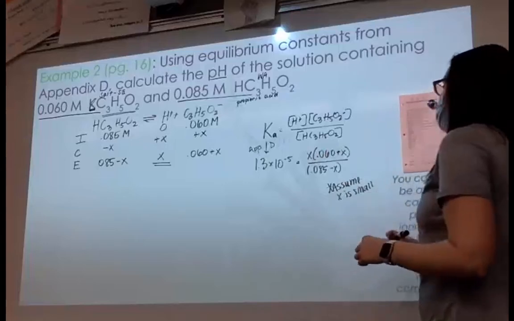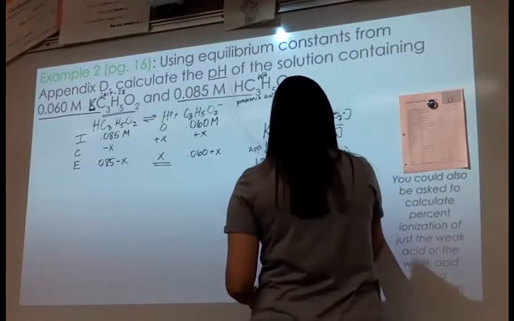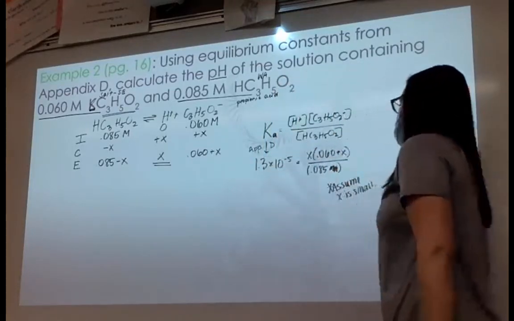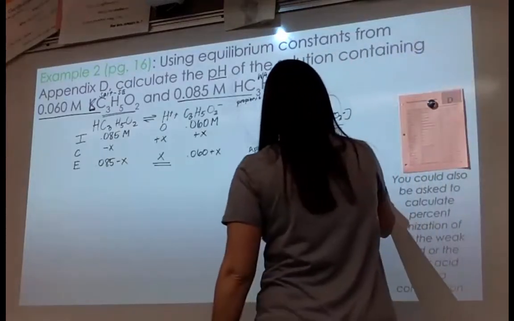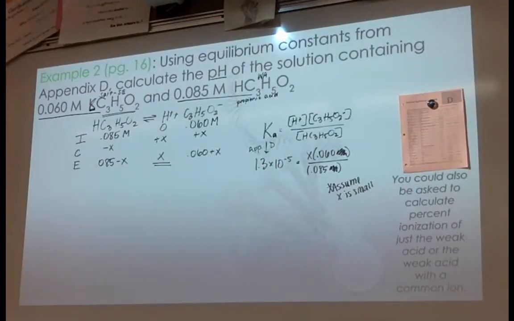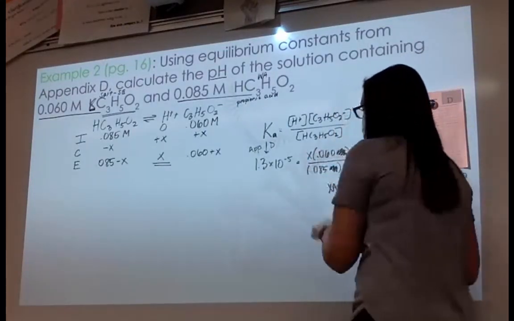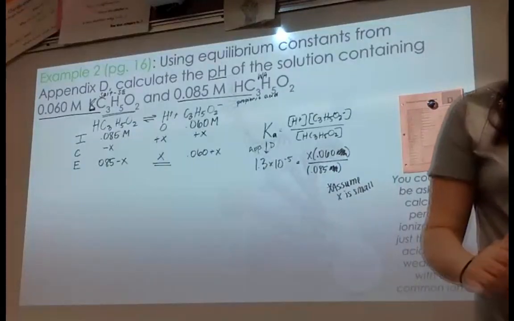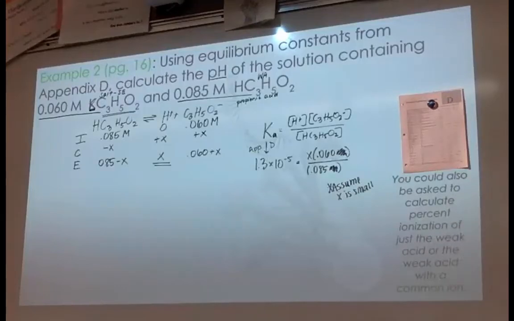Now, when we assume x is small, not only are we assuming that x doesn't affect 0.085, we're also assuming that x does not affect that 0.06 on the top. So we're assuming that x is so small that it's not going to affect either of these values. Because now we have 1x that we're solving for.